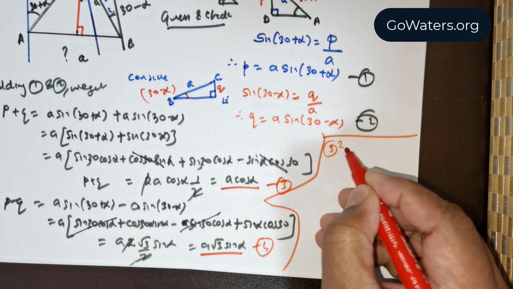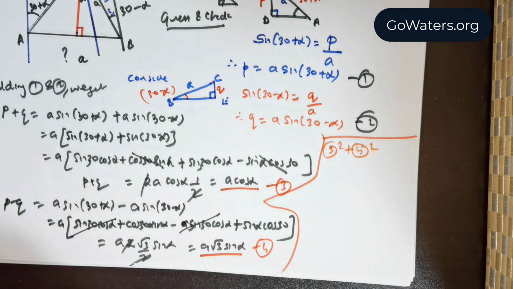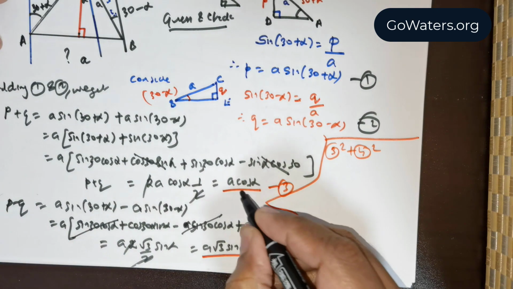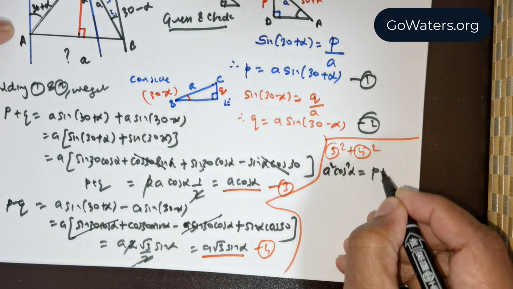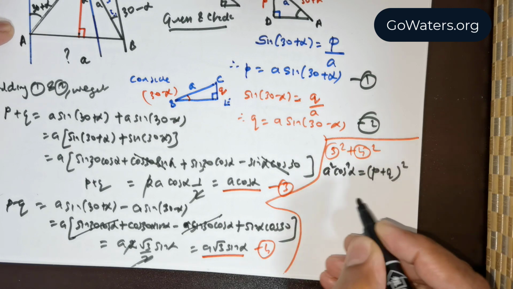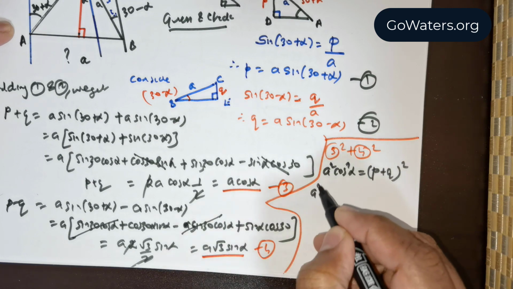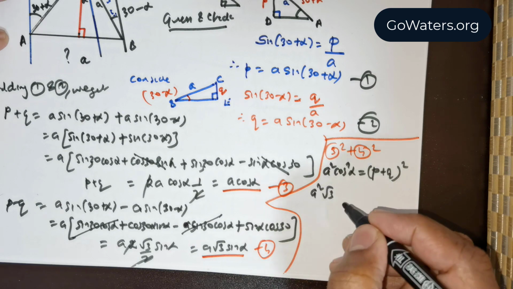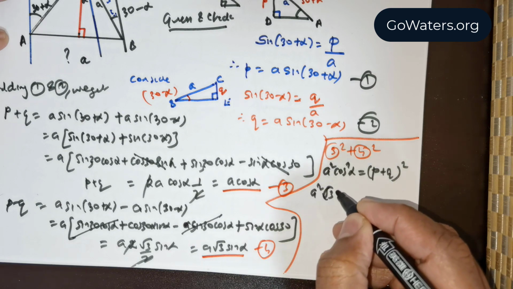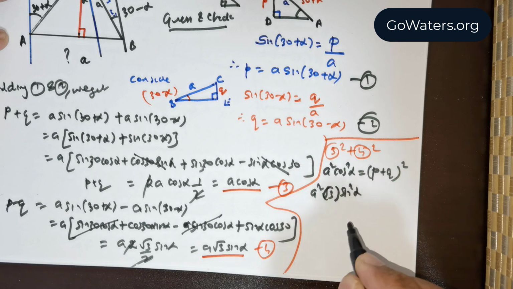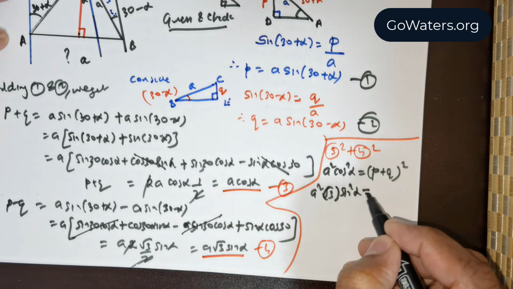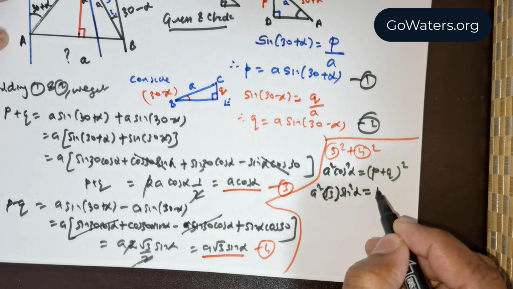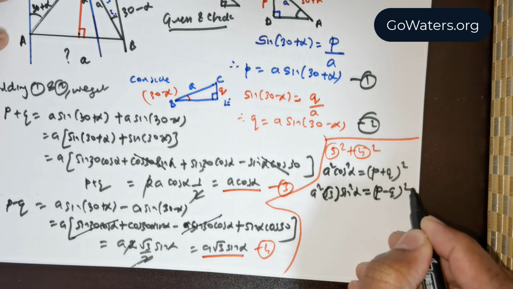Now I'm going to use this part of the page. I'm going to take 3 squared plus 4 squared. So what is 3 squared plus 4 squared? This is going to be A squared cos squared alpha, which is equal to (P + Q) raised to the power of 2. And this is going to be A squared times root 3 squared, which is 3, times sin squared alpha, because when you square the square root it becomes 3. And this is going to be (P - Q) raised to the power of 2.